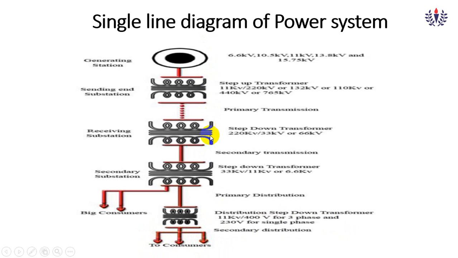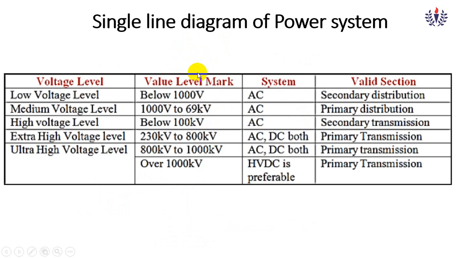So this is the travel history of electrical power from the generating station to the consumer. This is simplified in the single line diagram, but if you draw it as an engineering diagram, it will take more time and contain more content. For our understanding, we are drawing it in a single line diagram. Here you can see the low voltage level. What is meant by low voltage level? It is below 1000 volt. The system is AC, the secondary distribution, where we use 230 volt, 440 volt. This is the end consumer.